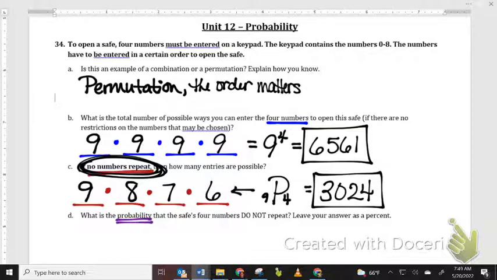Probability, this means I'm going to write a fraction. I can take my fraction and turn it into a decimal or turn it into a percent. But anytime they ask me to write a probability from a situation like this, I'm going to have to start with a fraction. The probability that the 4 numbers do not repeat. How many codes are there where they don't have repeating numbers?